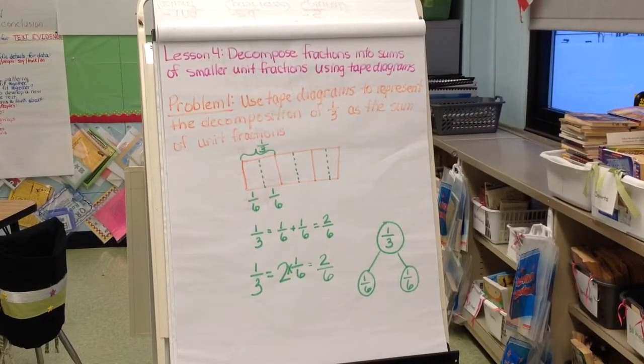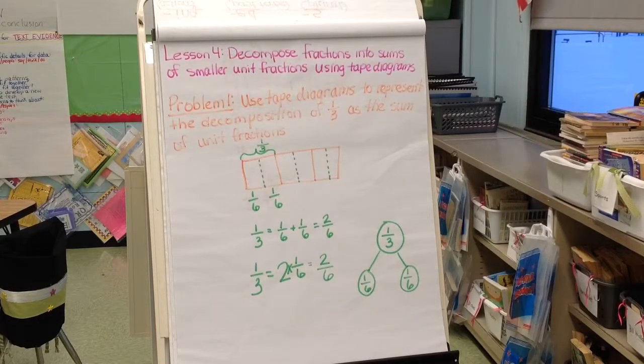Module 5, Lesson 4, decompose fractions into sums of smaller unit fractions using tape diagrams. Let's look at our first problem. We're going to use this tape diagram to represent the decomposition of a third as a sum of unit fractions.